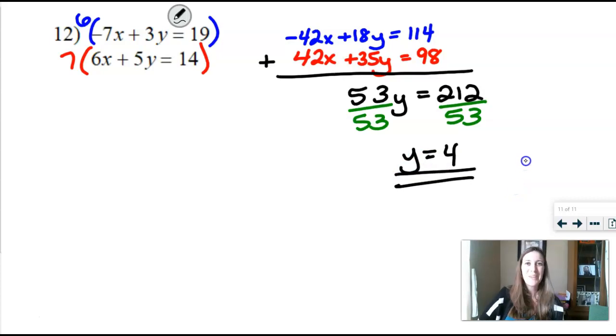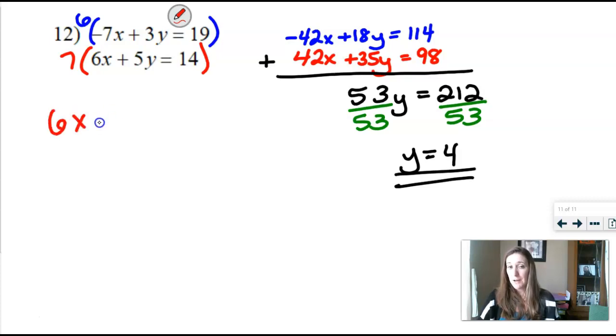Ooh, welcome to summer. All right, remember, this is not the end of the problem. You still have to find x. So you pick your favorite equation from earlier. I'm going to go with this red equation on the bottom because it was more positive. And I don't know what x is, but I do know that y is now a 4.